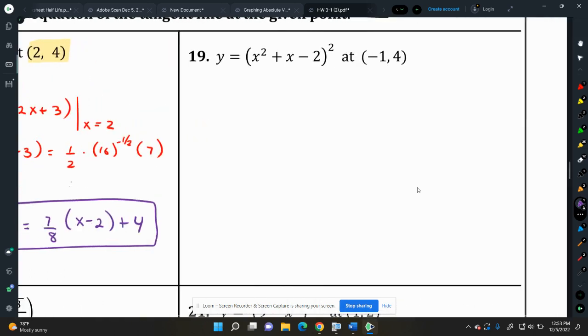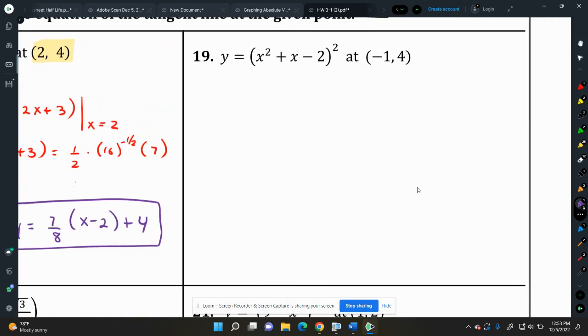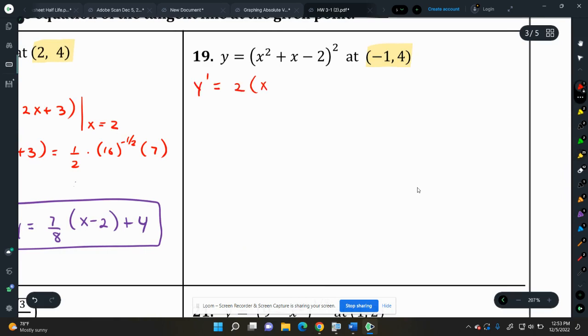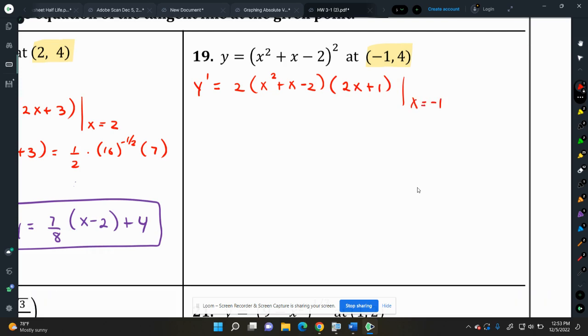Okay, let's do number 19 together. So I need a slope. Okay, I have a point. So same thing, we can do outside, inside again. So y prime equals 2 times (x squared plus x minus 2) to the first times the derivative of the inside, 2x plus 1. We're going to evaluate this at x equals negative 1. Notice I'm not worrying about simplifying it, because I'm just going to plug in the value of x now.